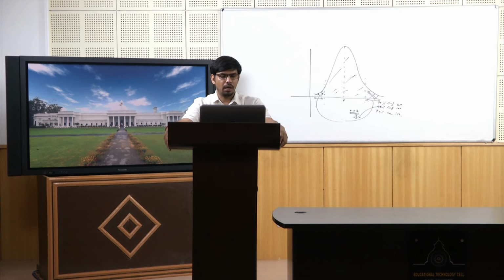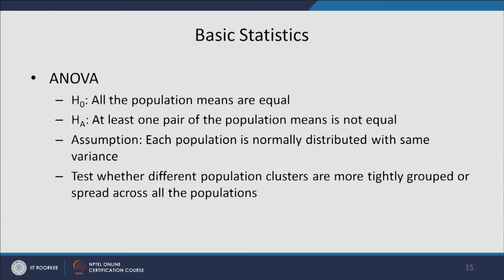Now, the typical null and alternative hypotheses in Anova's case: in the null hypothesis we assume that all the population means are equal, which is quite similar to what we do in the difference of means. The alternate hypothesis is that at least one pair of the population means is not equal. The assumption is again quite similar: each population is normally distributed with the same variance, and the testing is mainly about whether the different population clusters are more tightly grouped or spread across the populations. This is what we are trying to find out.